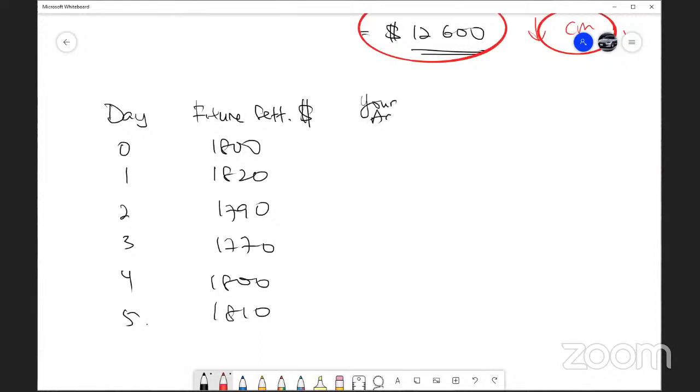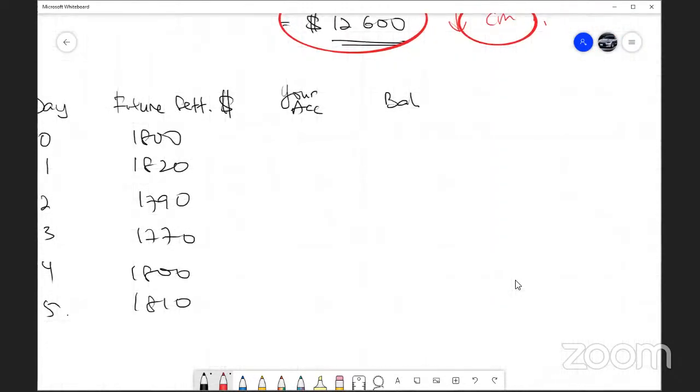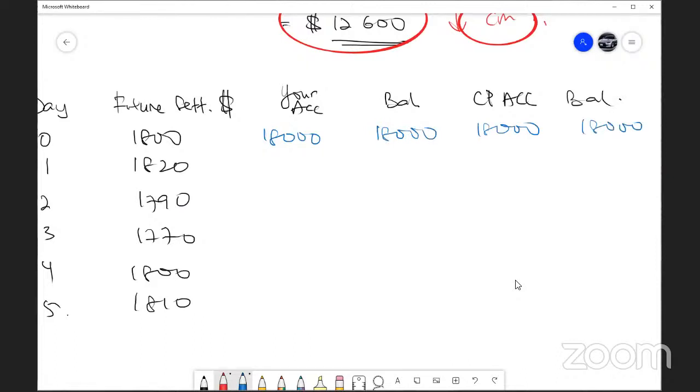Your account and your balance, counterparty account and counterparty balance. At initial investment, 18,000 on both sides. Balance is also 18,000, all the same. So 1800 to 1820.